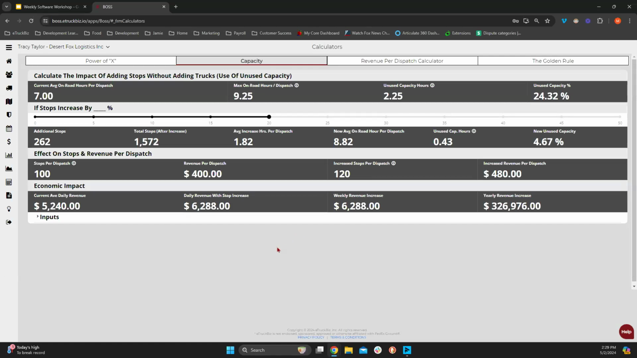And one of the things that I have a hard time visualizing when we talk about increasing the volume but not adding a truck is, yes, we talk about the time on the road, but in the grand scheme of things, how many extra stops is that per dispatch? Because my drivers are going out right now, it's saying 100 stops per dispatch the way that things are now. If we increase it by 20%, that's only 20 extra stops.